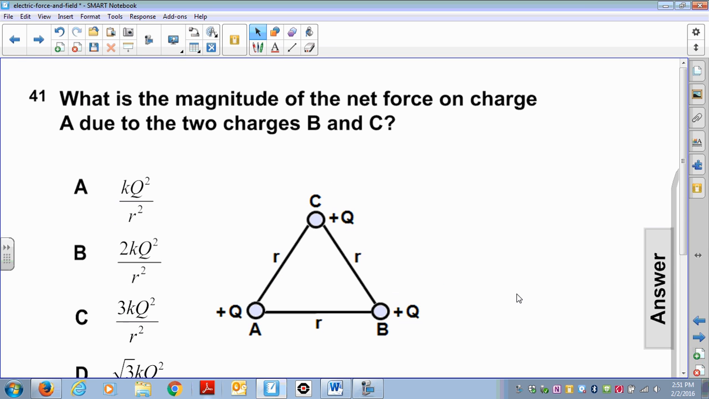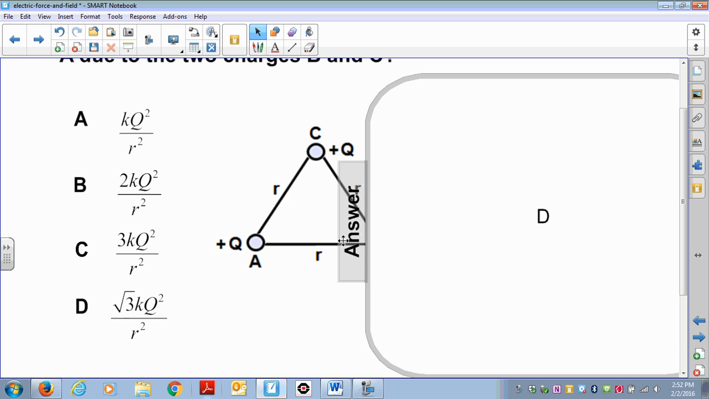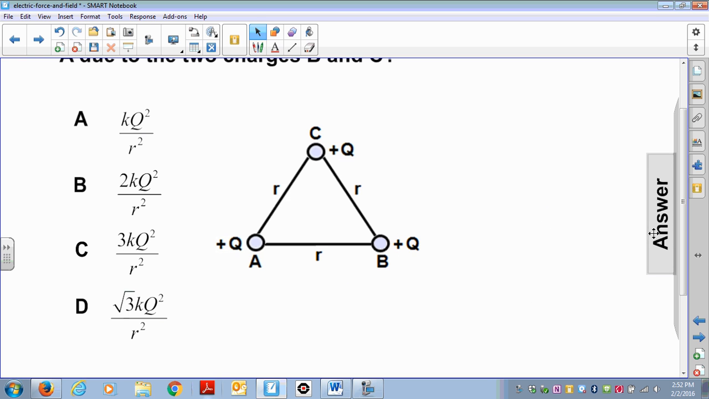Okay, what is the magnitude of the net force on charge A due to the 2 charges B and C? So now we're looking for a value. So go ahead and pause the video. Okay, so let's see if you have the correct answer. The correct answer is D. You should end up with the square root of 3 times kq squared over r squared.